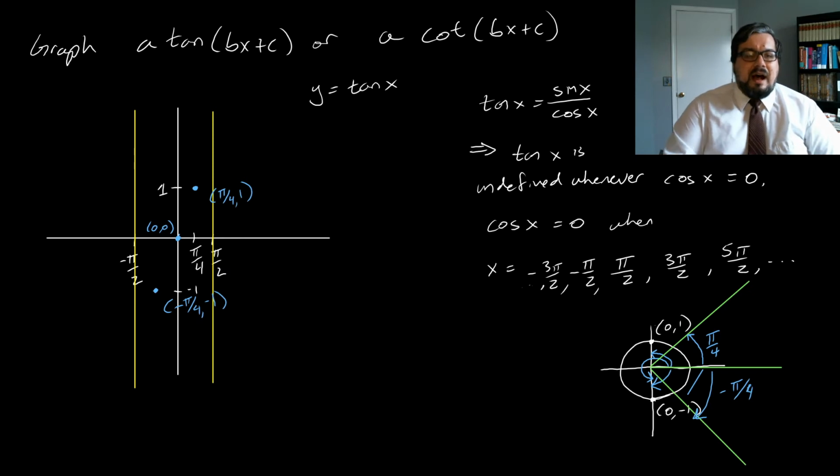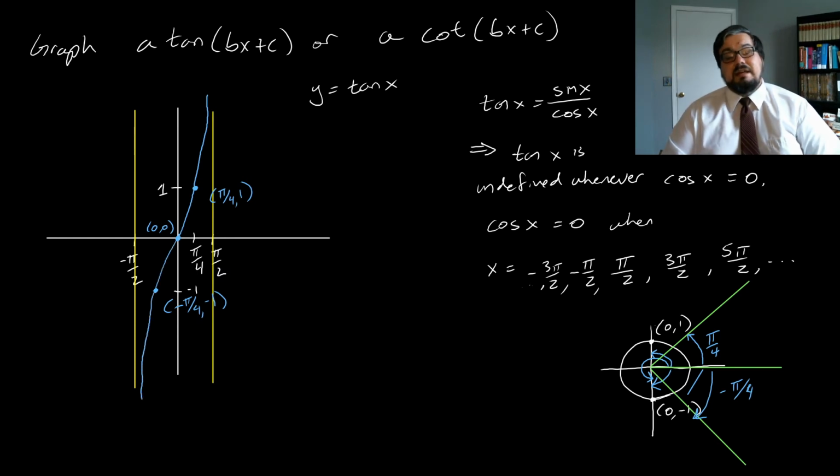And then the other thing that we want to remember is that as the graph approaches the asymptotes, it's going to continue to get bigger and bigger and bigger, going off towards infinity as it approaches the asymptote on the right, and down towards negative infinity as it approaches the asymptote on the left. So that's what the graph of tangent looks like.